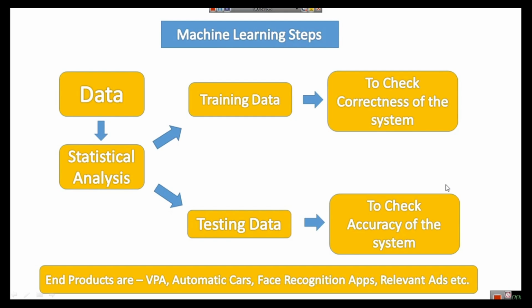Some common end products of machine learning are VPAs, virtual personal assistants like Siri, Cortana, virtual chatbots that can tell you anything, that can open apps for you, that can give answers to you from Google API. There are automatic cars we talked about. Some applications can recognize your face, and this is used in security. You might see relevant ads on your website. So these are some end products of machine learning.